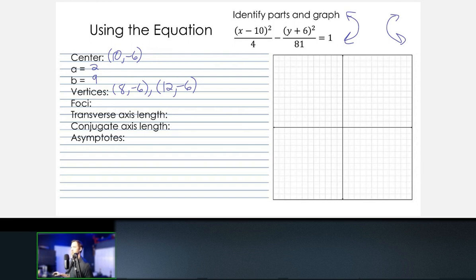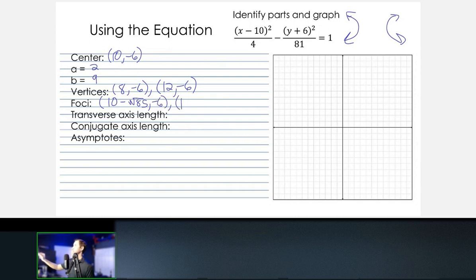The foci, we have to do the math. So 4 plus 81 is 85. The square root of 85, does that simplify further? No, it doesn't. So I got C is radical 85 by doing the Pythagorean theorem. That means we are traveling from the center left radical 85, comma negative 6.